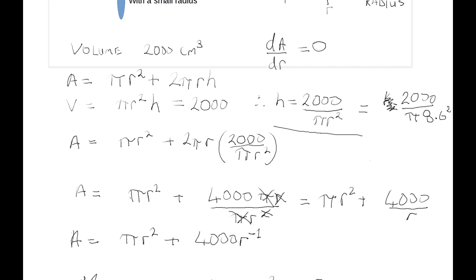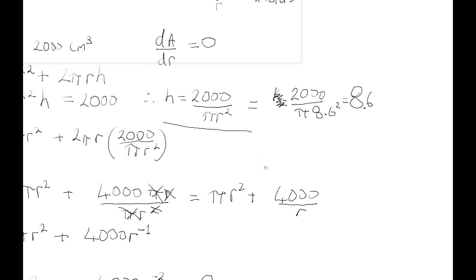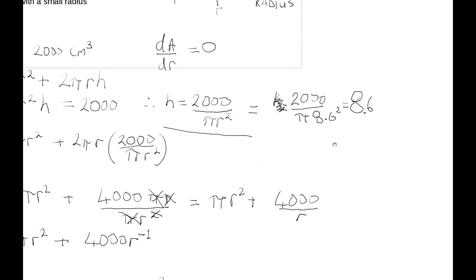Surprise, surprise. I get the same answer for the height as the radius. So, whoops, I've lost my pen. 8.6, that's gone off the screen, hasn't it? Let me move over a bit. 8.6 centimetres, and back to the pen would be a good idea. Centimetres. Okay, so far so good.